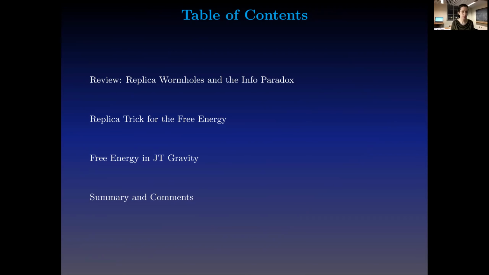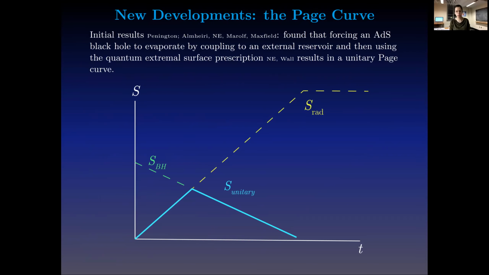So without further ado, let me begin with a review of the developments about the Page curve and the black hole information paradox. And I'll be relatively brief here. So the initial results that started some of this new excitement on the black hole information paradox found that we can force an AdS black hole to evaporate by coupling it to an external reservoir.